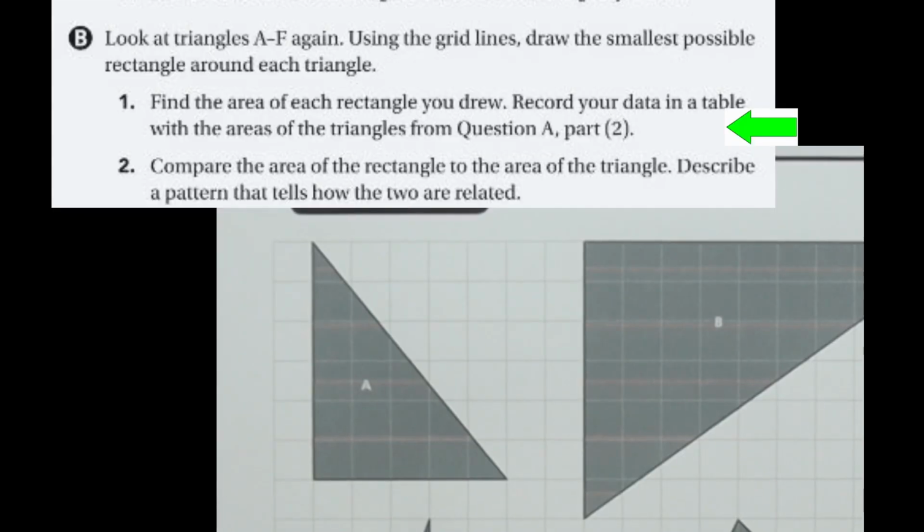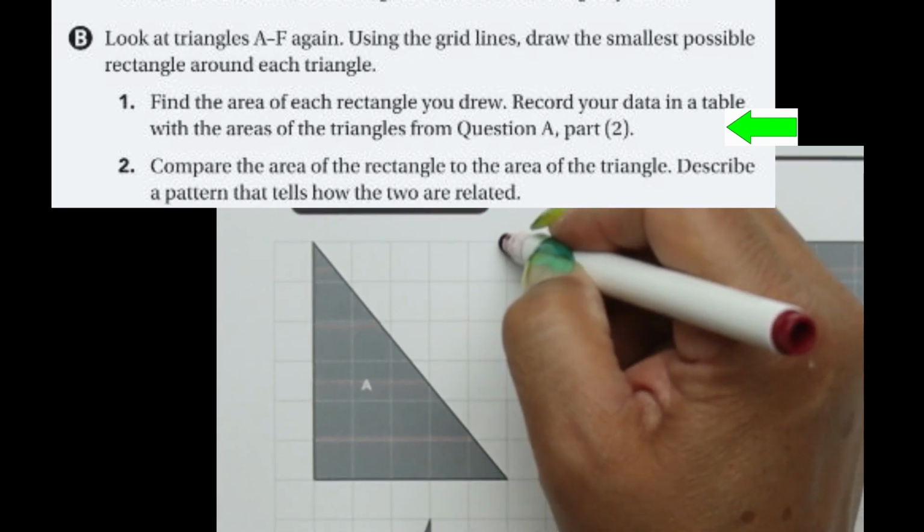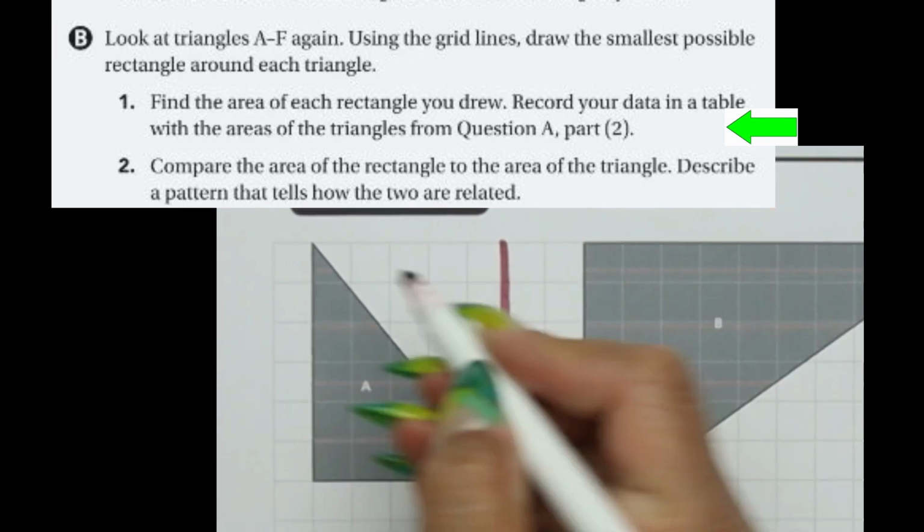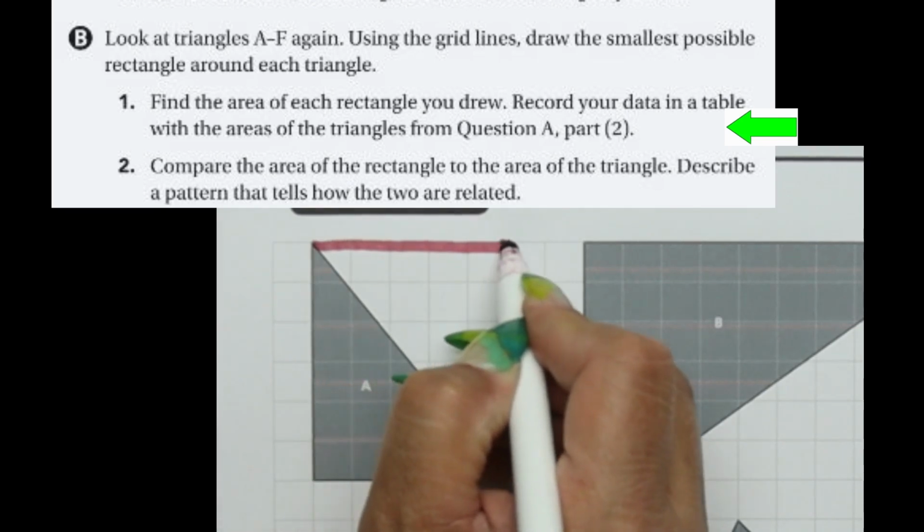We're going to use this lab sheet or these triangles that were pre-made. So we're going to find the area of each rectangle. So first, it wants us to use grid lines to draw the smallest possible rectangle around each area. And then we're going to find the area of that rectangle and compare the data. So let's start there. So the smallest rectangle around A is right here.